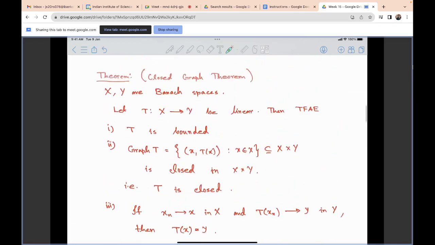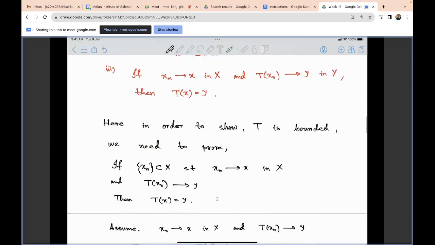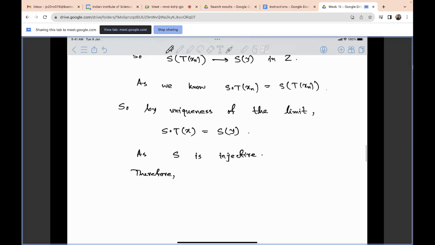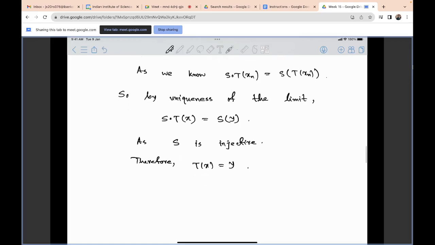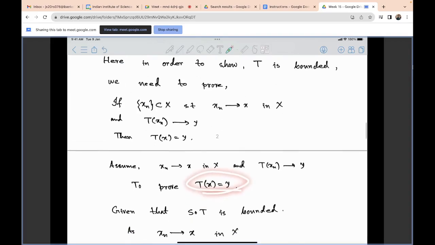Now what is also given? What is also extra given? That S is injective. Now we'll use this fact that S is injective. So as S is injective, therefore T of x equals y, right? Because injective means, if some operator S is injective, S of x equals S of y implies x equals y. So Tx equals y. So you have got this. This is what we need to prove, right? This is our claim. So we got Tx equals y.